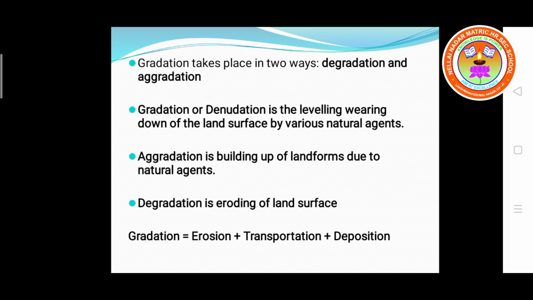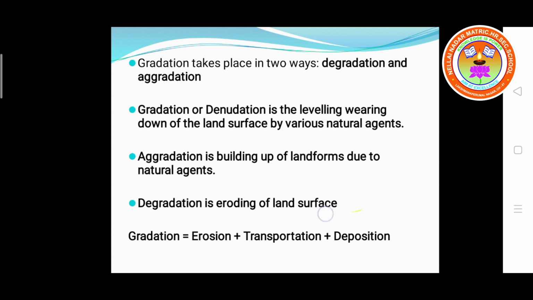And what is called degradation? Degradation is eroding of land surface. So degradation is equal to erosion plus transportation plus deposition. So aggradation basically says about building up a landform, and degradation says about eroding a land surface. Okay, so we'll switch into the next slide.